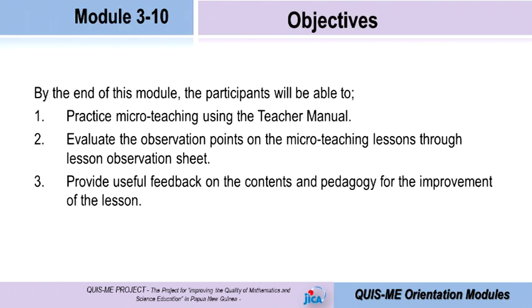There are about 3 objectives in this module. By the end of this module, the participants will be able to, number 1, practice micro-teaching using the manual. Number 2, evaluate the observation points in the micro-teaching lesson through a lesson observation sheet. Number 3, provide useful feedback on the contents and pedagogy for the improvement of the lesson.